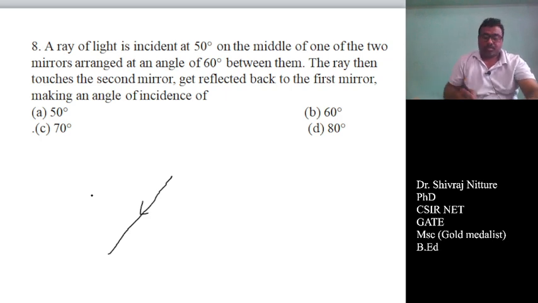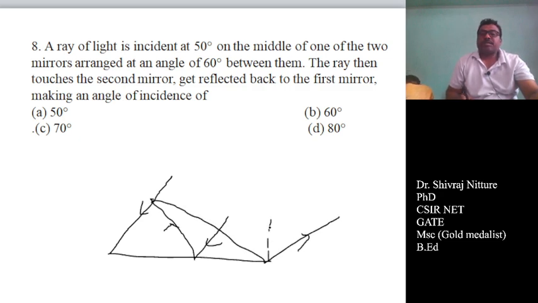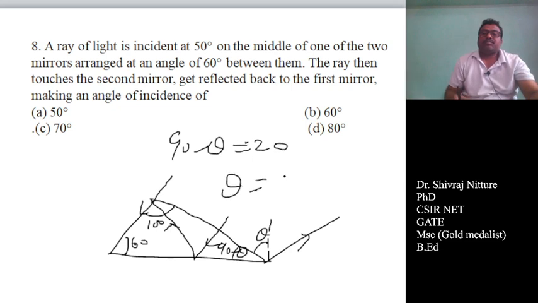So this is the ray of light incident here. After reflection from here, it will go like this. This angle we have to calculate, right? As I already told you, this is 100. This is 60, and this angle is 90 minus theta. So 90 minus theta is 20. So theta is equal to 90 minus 20, so that is 70 degree.